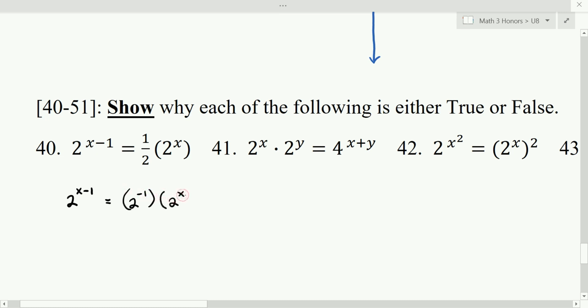Is that true? Because when you multiply, you add the exponents. And 2 to the -1 is what? 1/2. So that's equal to 1/2 times 2 to the x. And so I just showed that the left side is equal to the right side, and so I'd say true. Just like a proof, but it's not as hard.